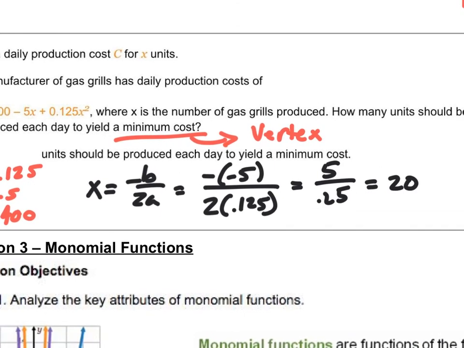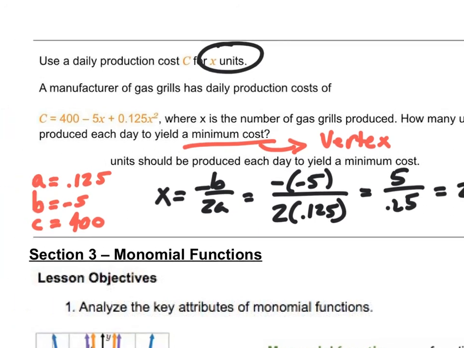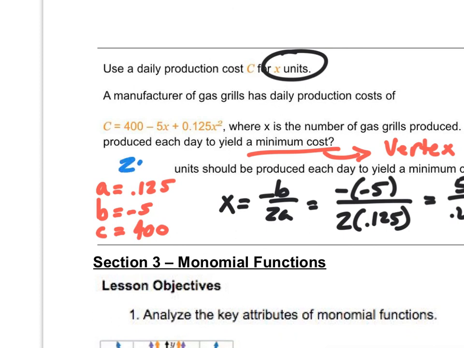So then, here's the thing. Do we need to find the y value, or do we just stop at the x value? Remember, x is the number of units. If it asked for the minimum cost, then we would plug 20 into that function and evaluate it. But because it's just asking for units, we just want 20. So 20 units. All right, that's all I got for this. Hope you enjoyed it.